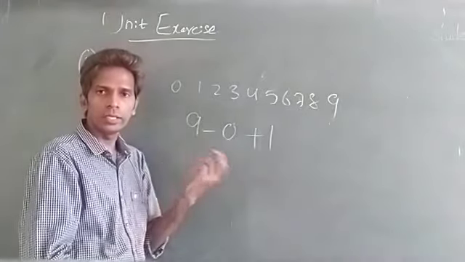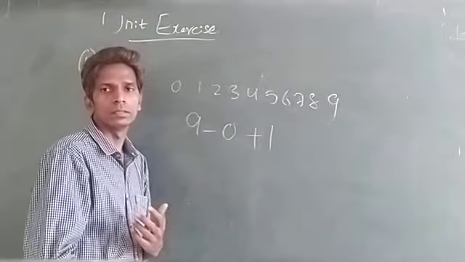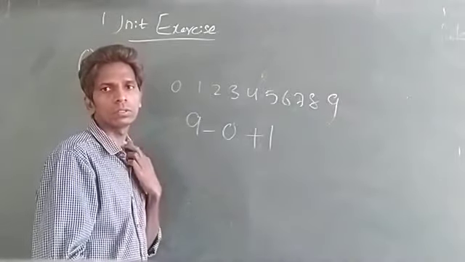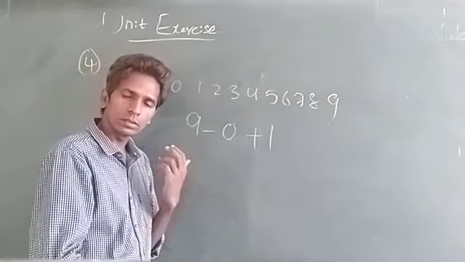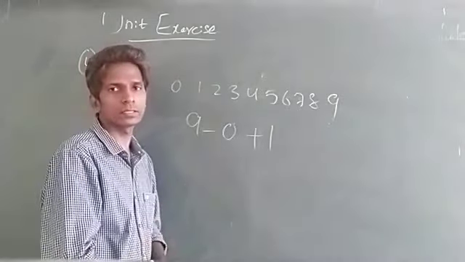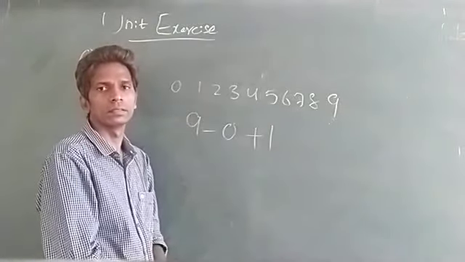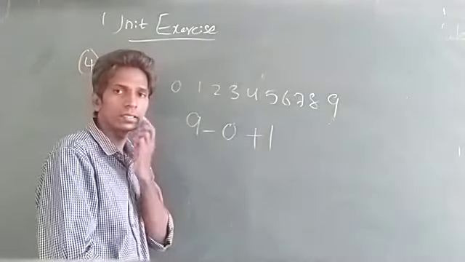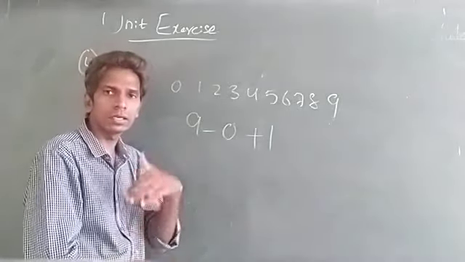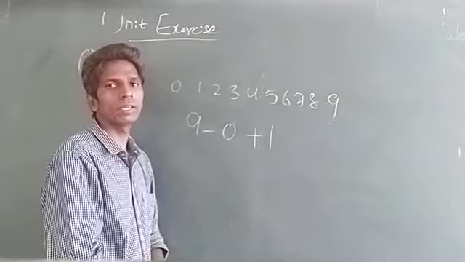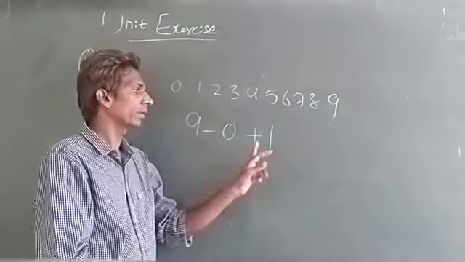10 nunchi 20 varaku any numbers untayi antandi em ani cheppochandi. 10 to 20, 11 numbers ఉంటాయి. అది ఫాస్ట్ గా చెప్పడానికి 20 minus 10 చేస్తే సరిపోతుంది. ఓకేనా, 20 minus 10 చేస్తే వాటి ఆన్సర్ 10 వస్తుంది. కానీ స్టార్టింగ్ నెంబర్ ని యాడ్ చేయడం లేదు మనం. సో అక్కడ నెంబర్స్ 11 ఉంటాయి. సో యూ వాంట్ టు యాడ్ ప్లస్ 1.